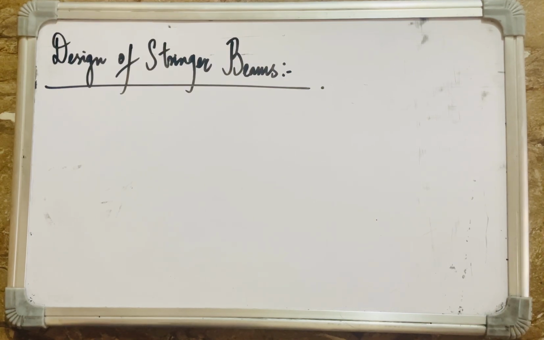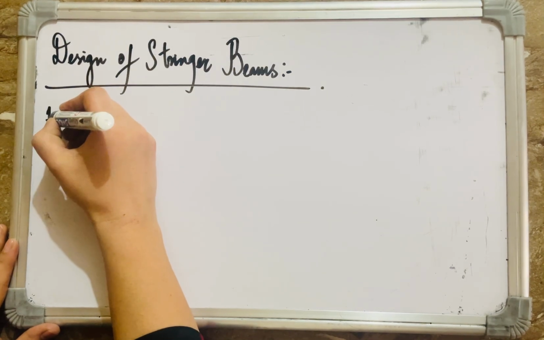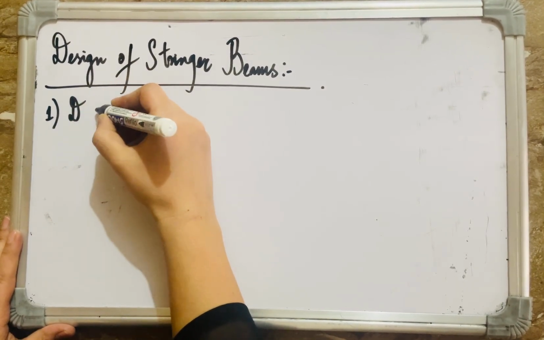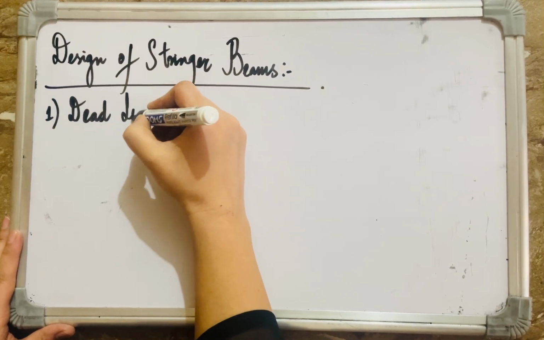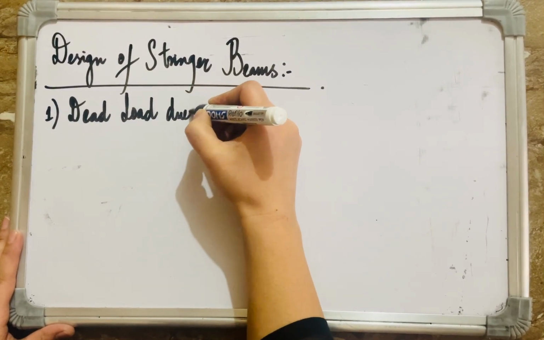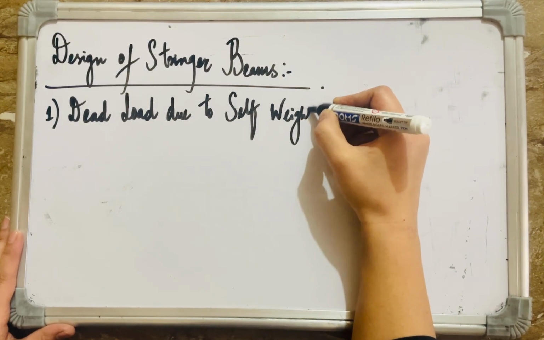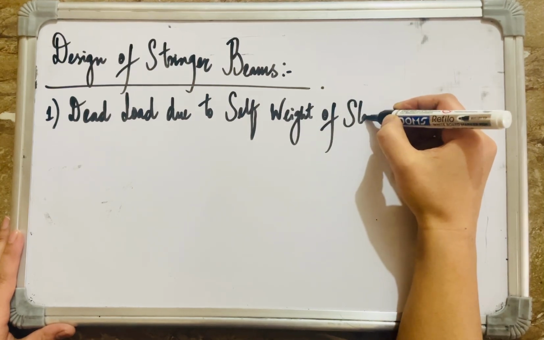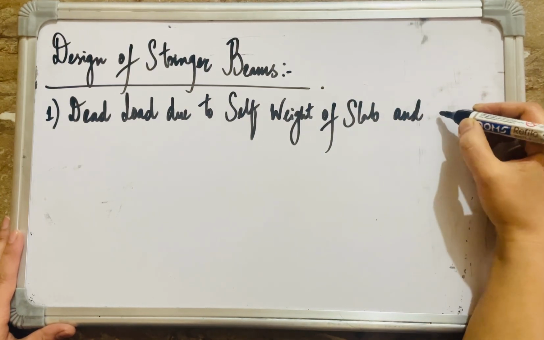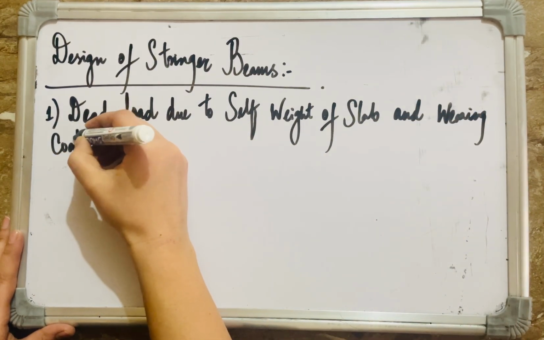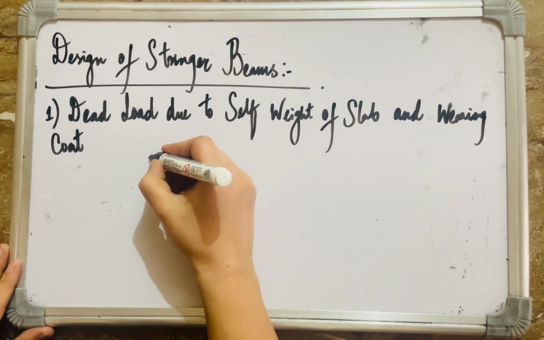The first step in designing a stringer beam is to calculate the dead load due to self-weight of slab and the wearing course. Step number 1, we have to calculate the dead load due to self-weight of the slab and wearing course. All right, how much is that?